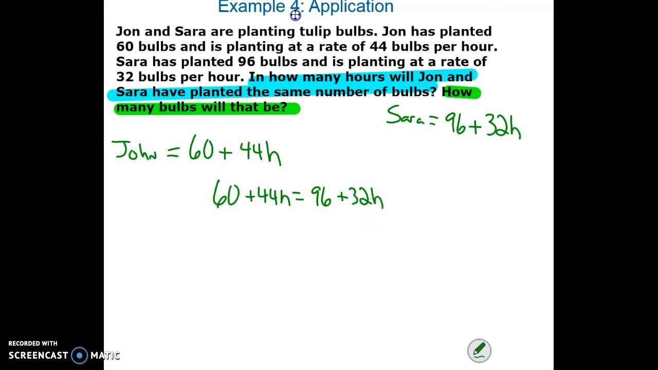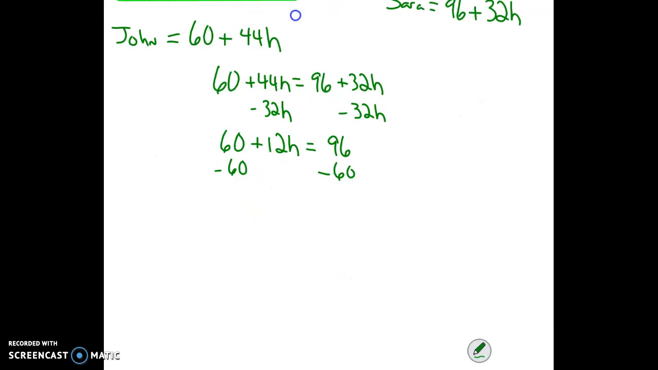All right, let's group, let's collect. Let's subtract the 32H from this side and this side. All right, 44 minus 32 is 12H. And then I got a 60, and I got a 96. So now what I need to do is subtract my 60. I'm extending my page here. So now I've got 12H equals 36. Oh, you're getting that warm, fuzzy feeling. Divide both sides by 12.